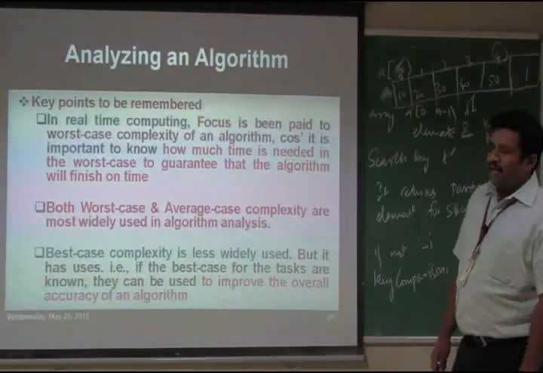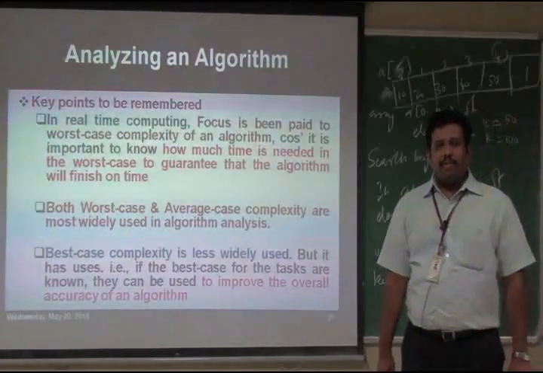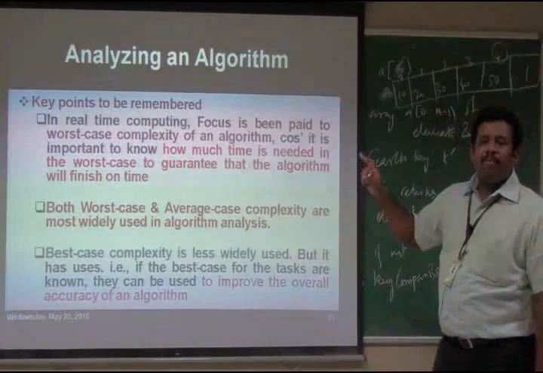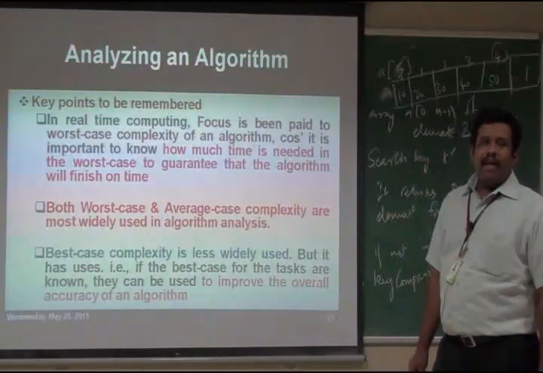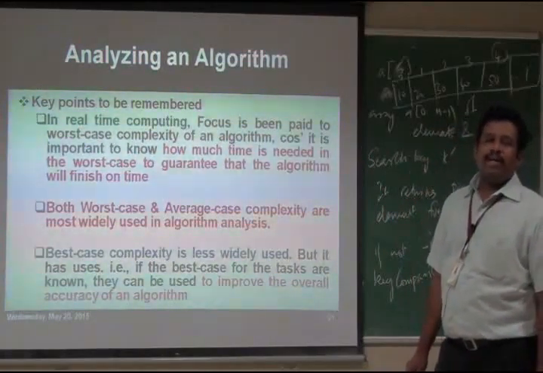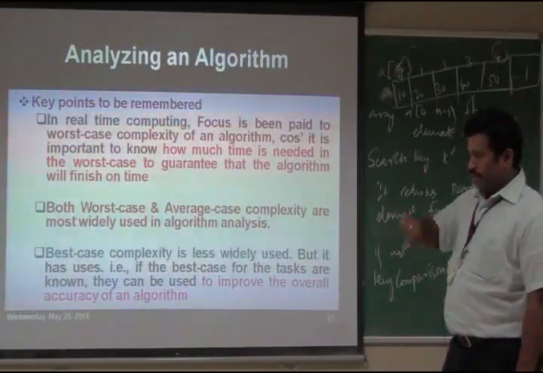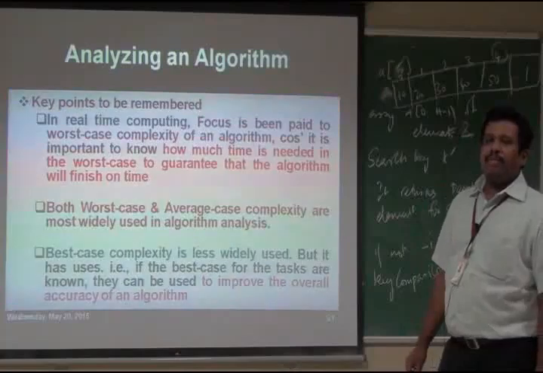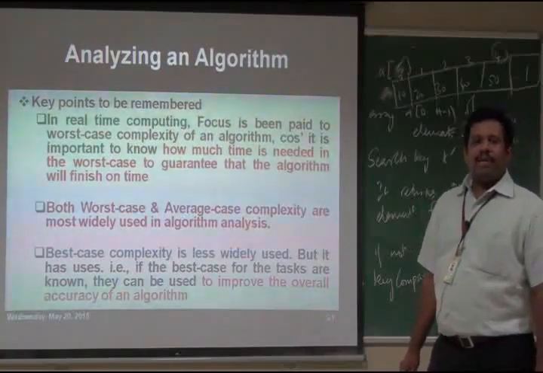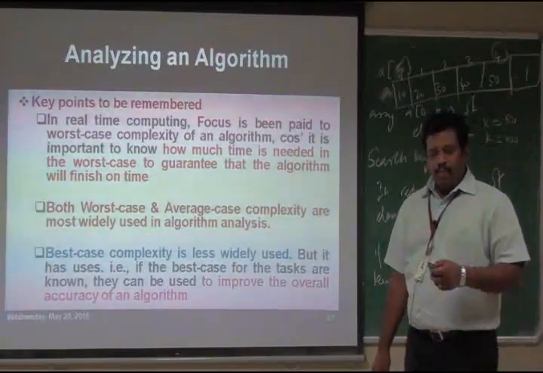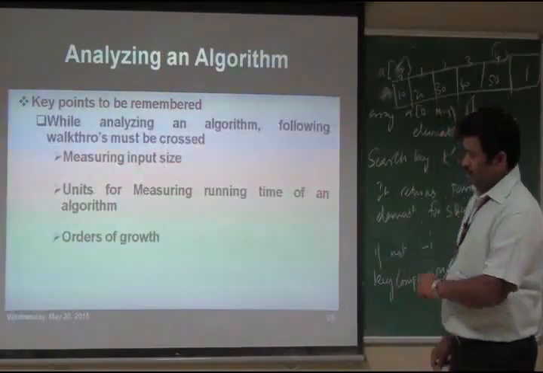By seeing these three cases of complexity in a real-time computing scenario, worst case complexity of an algorithm is given more focus. The reason is that only with the worst case can you determine the maximum time the algorithm takes for its execution. Best case complexity is many times not considered, but if it is known for a particular task, it can be used to improve the accuracy of the algorithm.